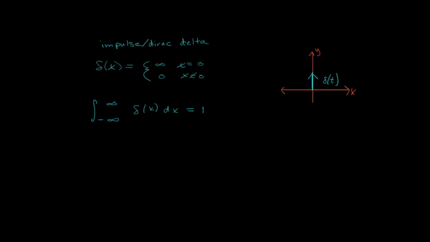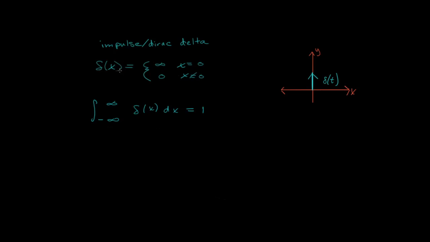So I want to do a video about something that particularly confused me when I was first taking signals and systems. In my signals and systems class, they brought up this function called the Dirac delta function. And they defined this function in the following way.